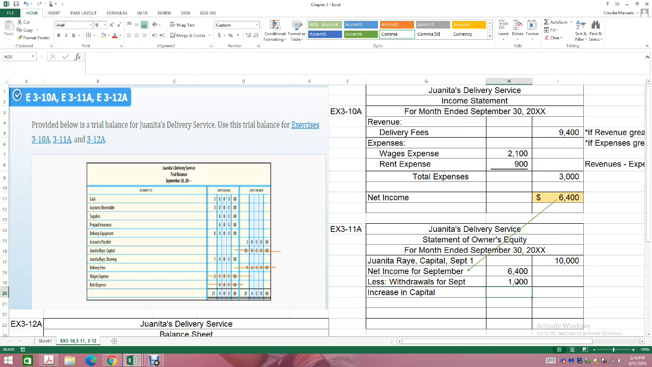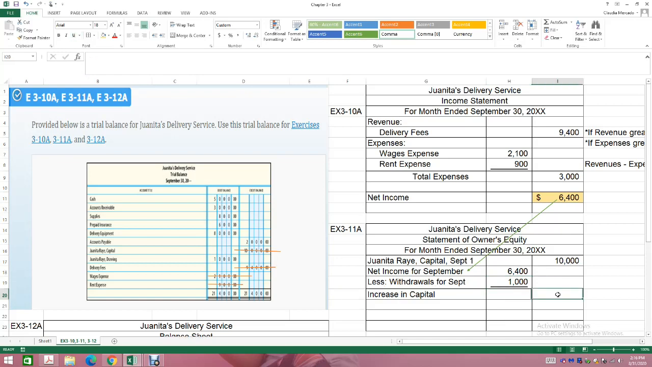So it will be your $6,400 less the withdrawals for September, which is $1,000. So that will be $5,400. Okay. So let's run through this again. You start off with your capital, which was provided at $10,000. You bring in either your net income or your net loss.